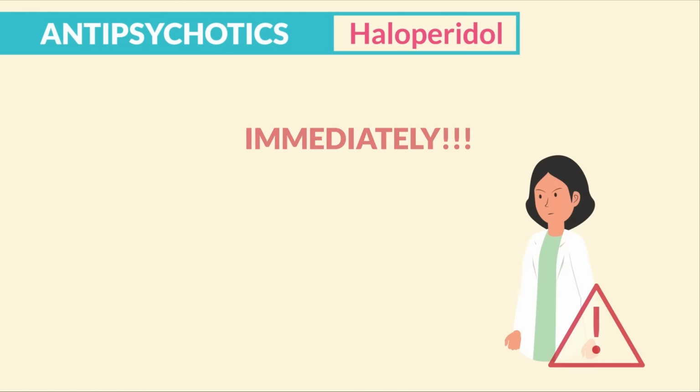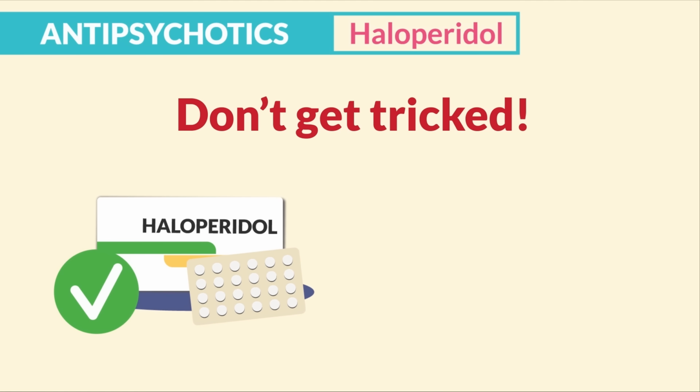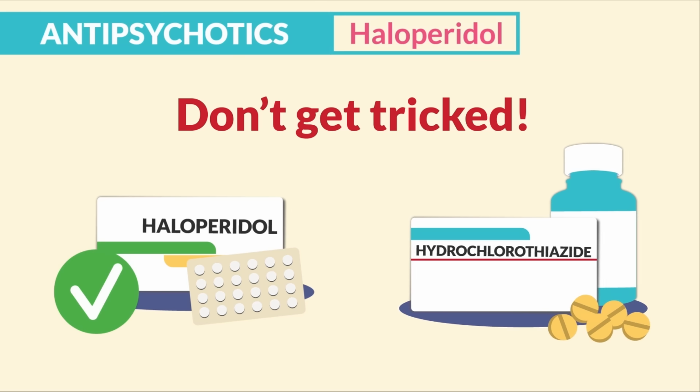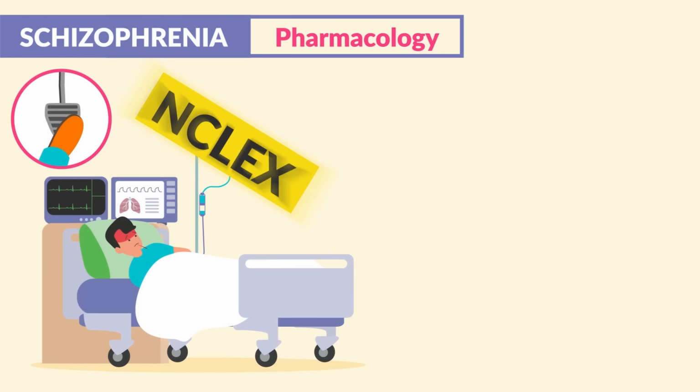Now, the NCLEX will try and trick you, so don't get tricked. NMS is a complication of haloperidol and not of hydrochlorothiazide. Now, thiazide and hydrochlorothiazide indicates that it's a diuretic. This was a very commonly chosen distractor on a lot of question banks. All right, now pump those NCLEX brakes.